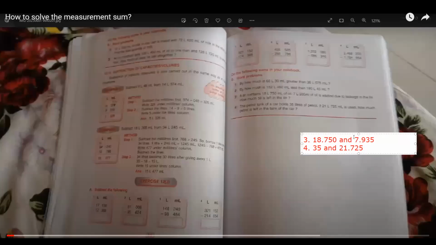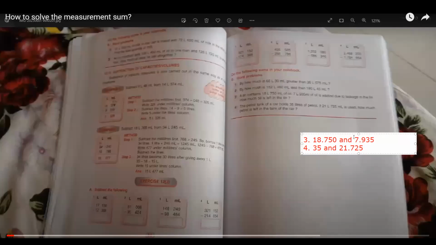10815. So how much is liter and how much is milliliter? Liter is 10 and milliliter is 1. The rest 3 is milliliter. No, it is 815 milliliter, 10 is liter. Now do the next one, number 4.